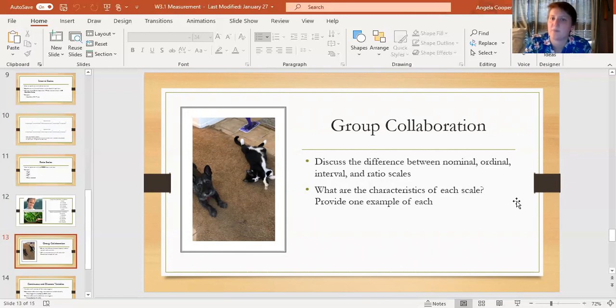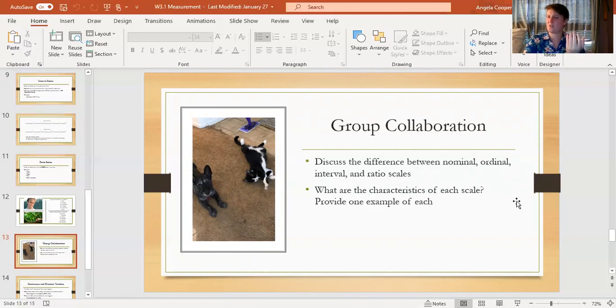So the differences between these 4 scales of measurement: nominal is more so an identification. Nominal you can kind of think of as name, it sounds similar to name. So nominal scales of measurement are more so just identification. Again, think of those credit card numbers or VINs or social security numbers, the number itself doesn't mean anything.